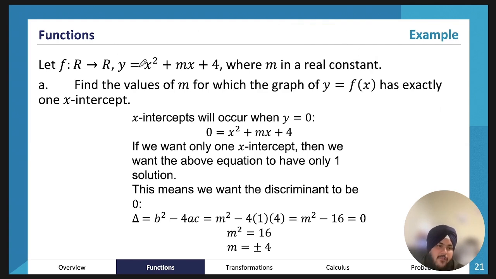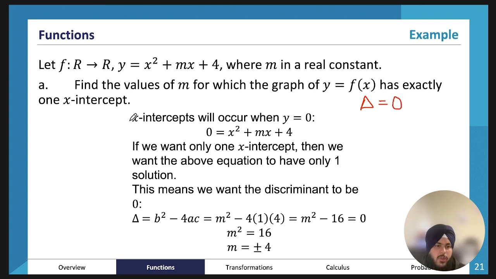So here we have a quadratic equation, y equals x squared plus mx plus 4, where m is a real constant. And we are trying to determine the values of m such that the graph has exactly one x-intercept. So what that means is the discriminant. First, you always relate these types of questions with the discriminant. So if it is exactly one intercept, the discriminant should be equal to 0.